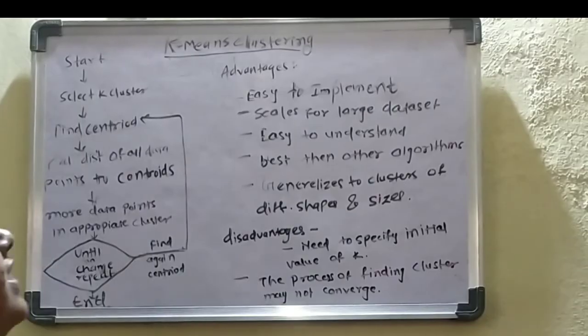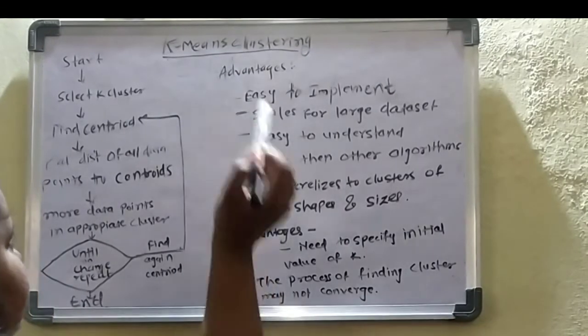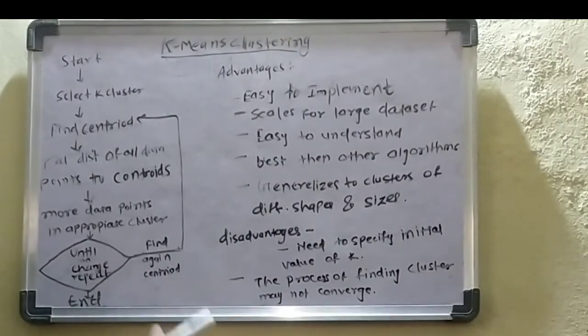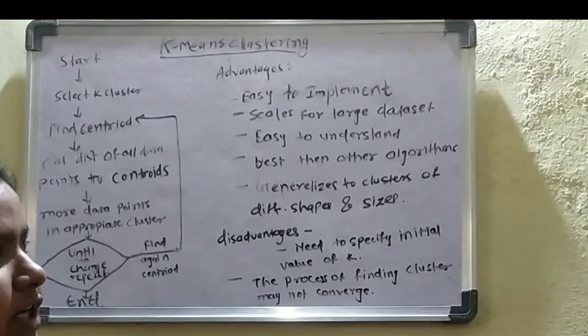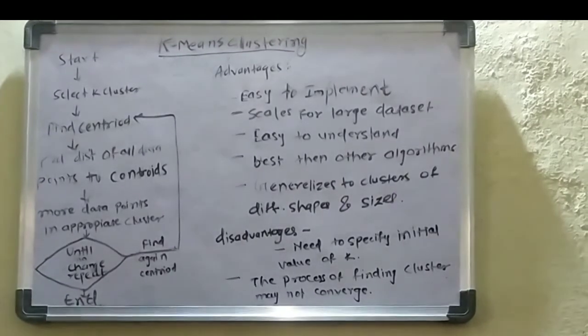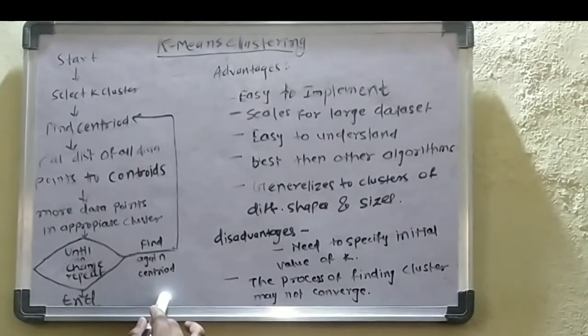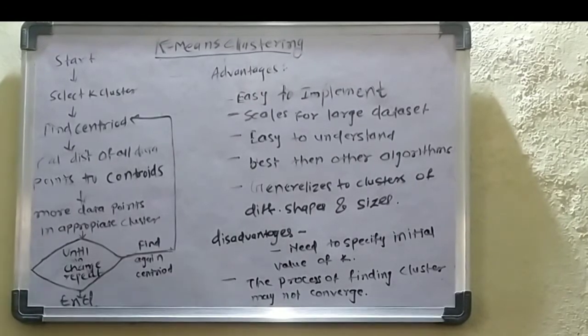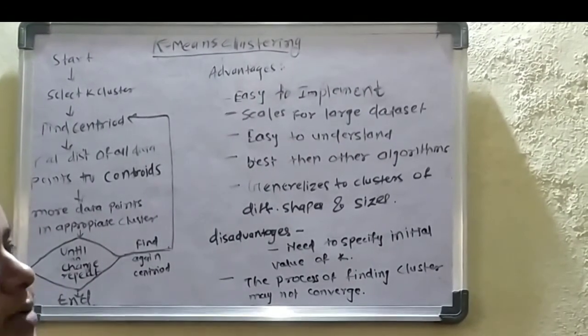I hope everyone is clear with the idea of what the K-means clustering algorithm is, what the flowchart is, and what the advantages and disadvantages are. In the further videos, we will be seeing a numerical of K-means clustering, and also we will see Python code for how to implement K-means clustering.